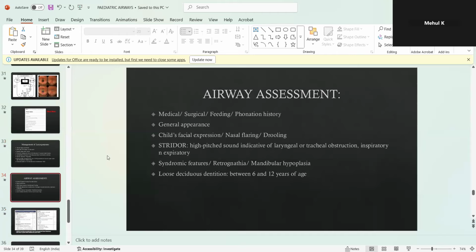So you're planning on managing a patient's airway. However emergency it might be, a quick airway assessment is the need. So identify the medical surgical factors that brought the patient to the emergency, and get a quick history about the patient's feeding practices, history of regurgitations, phonation history that will give you an idea about the patient's laryngeal health and laryngeal growth and general appearance of the patient.